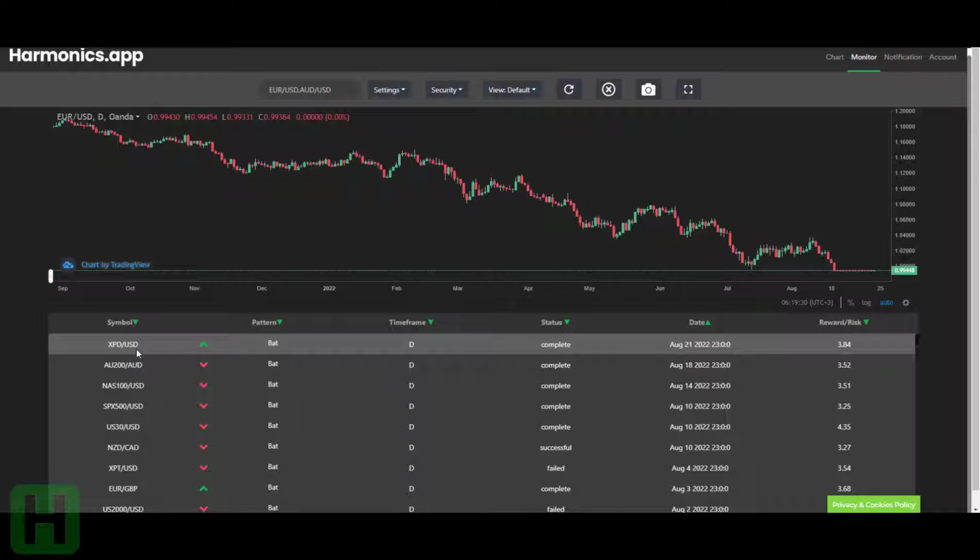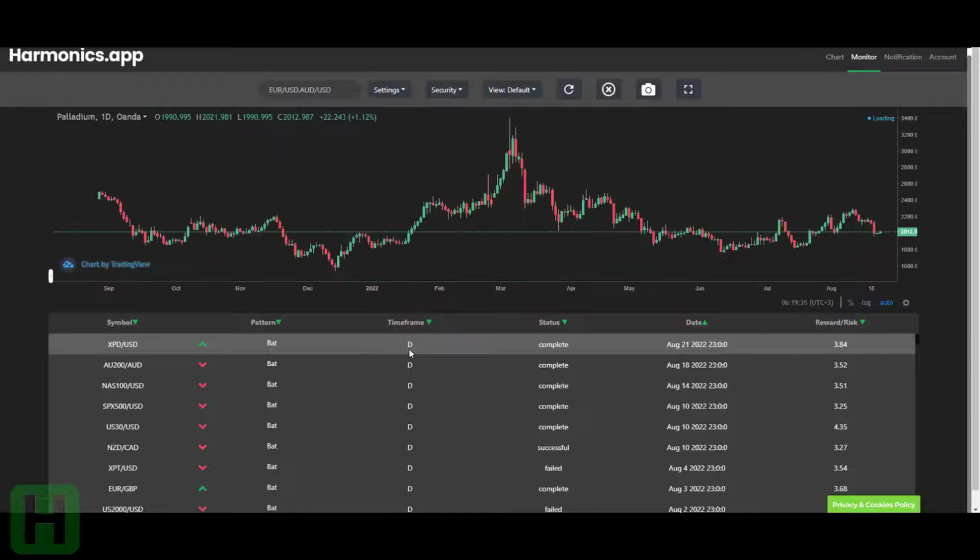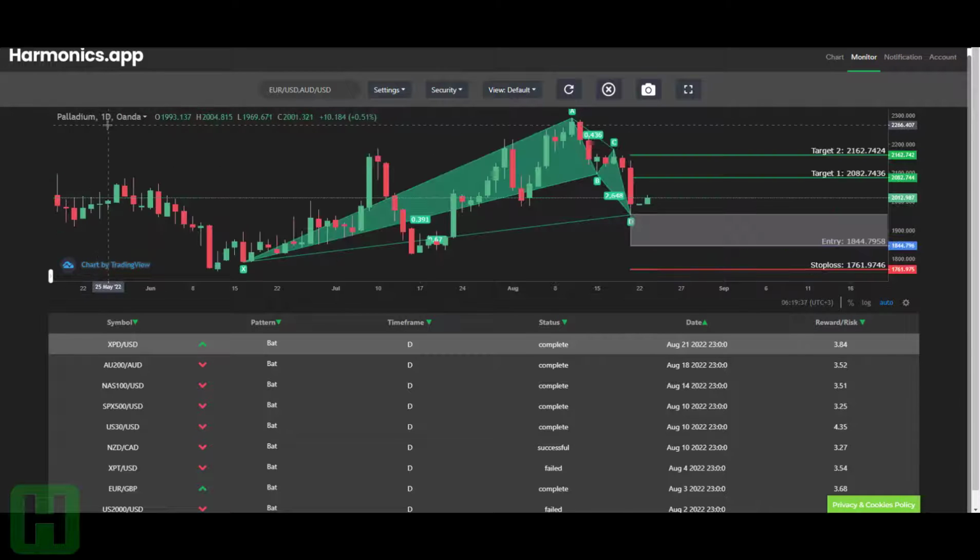So the last one is XPD/USD, which means when I click on this, I get palladium on the daily time frame. Now you can see here the pattern that has been created. It was created on the 21st of August, and here it is. You can see the entry levels, which you can simply use and enter into the trading platform.